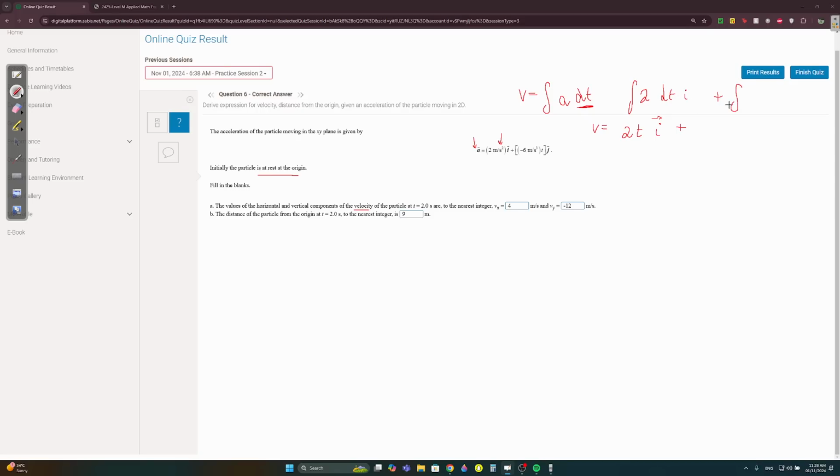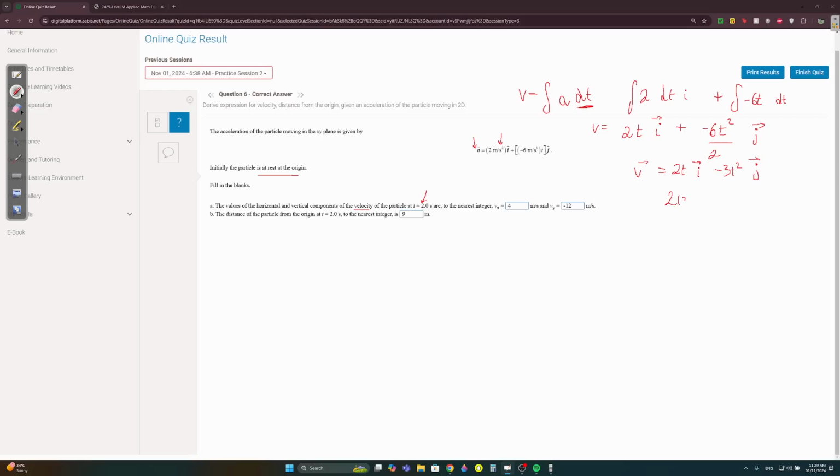The j component will be the integral of minus 6t with respect to time, right? How do you solve this? Remember, if you have a number, just take it down. T, take it down. Add 1 to the power, not the coefficient. It was 1, but it's now 2, right? And divide by the new power. So your expression for the velocity is equal to 2ti minus 3t squared j. They're saying what is the value at t equals 2 seconds?